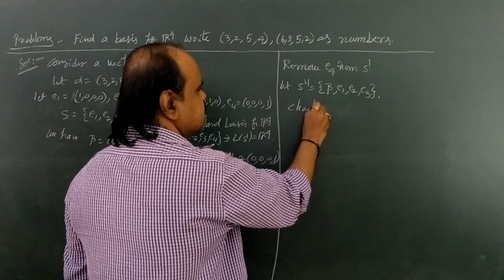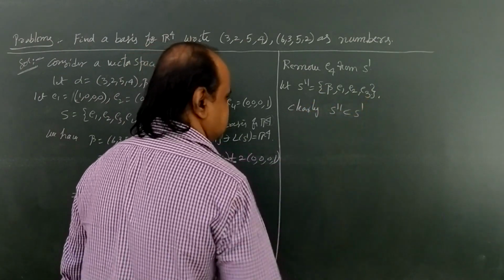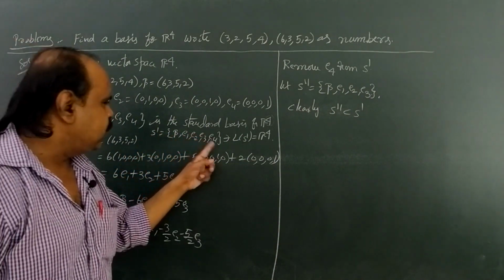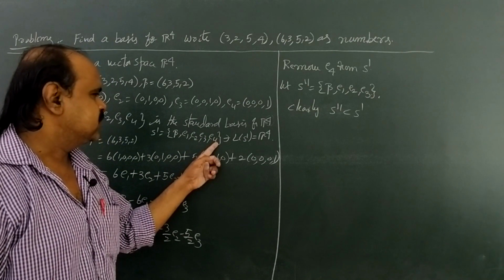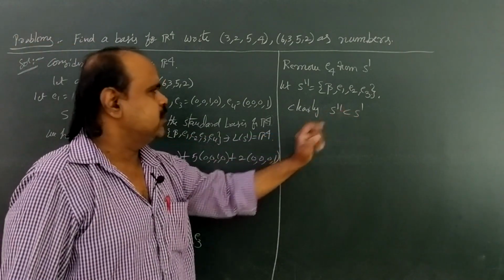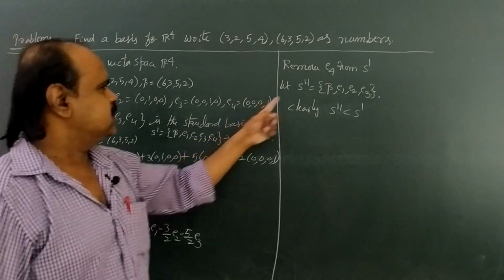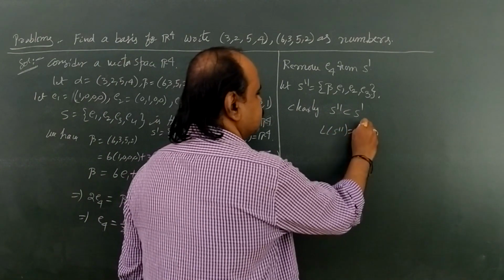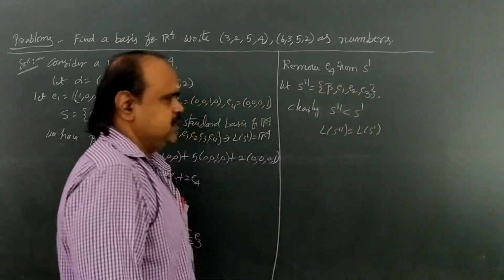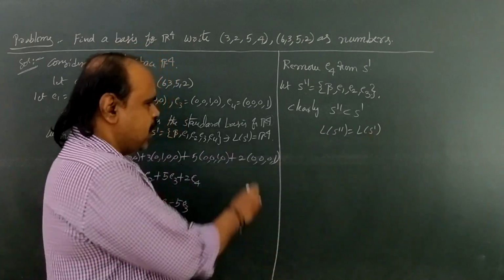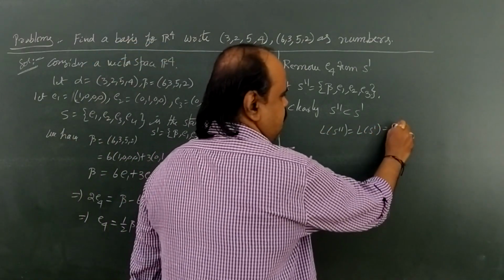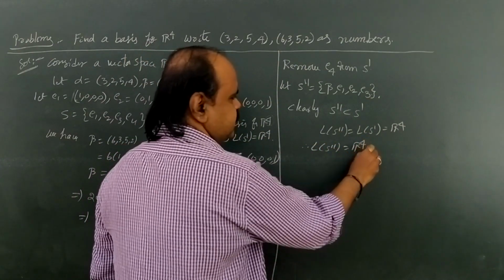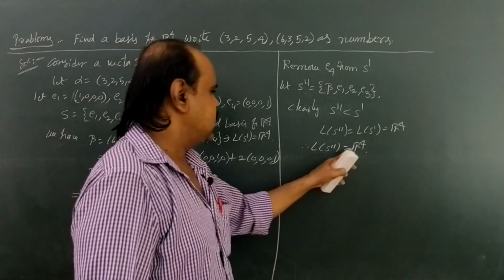Clearly this S double dash is a subset of S dash, and in S dash E4 is the linear combination of the vectors of S double dash. ఇందులో S dash లో ఉన్న E4 అనేది S double dash లోని ఈ వెక్టర్స్ యొక్క లీనియర్ కాంబినేషన్ అవుతుంది. That why L of S double dash equal to L of S dash. Already we have L of S dash equal to R power 4. Therefore L of S double dash equal to R power 4.